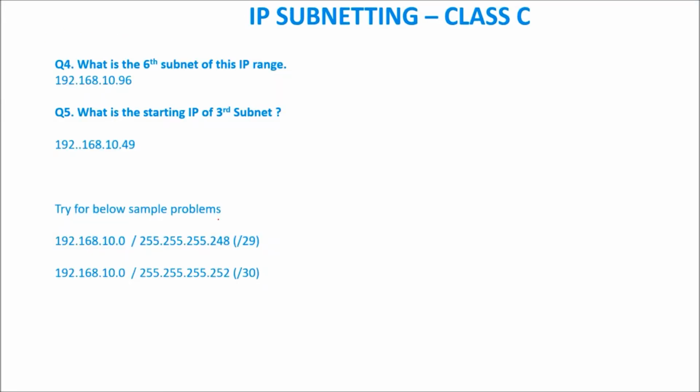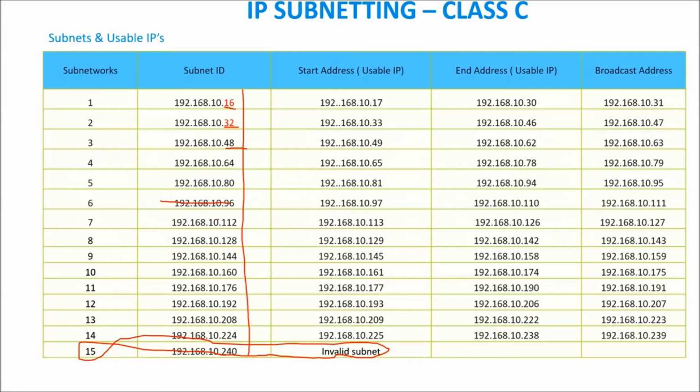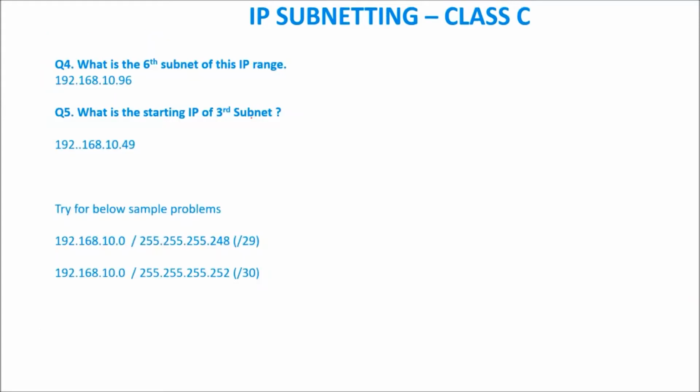Okay. What is the starting IP of third subnet? So third subnet starting IP. This is not the starting IP. This is the subnet ID. Each network should have one subnet ID, and this is the starting IP. Whatever you're seeing here, that is a starting IP.